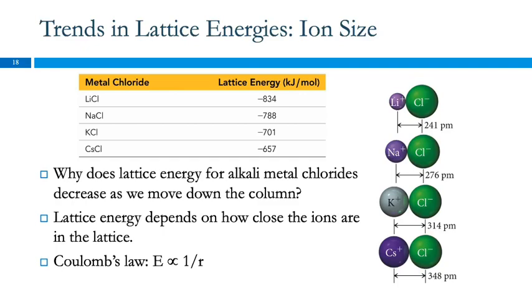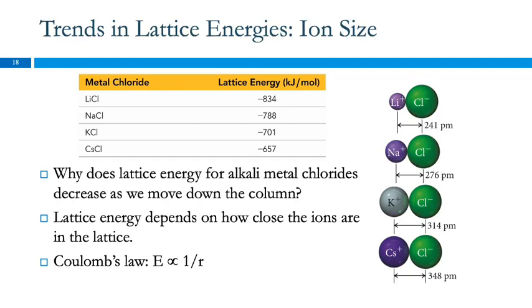What's up with that? Well, let's look at the atom size, or the ion sizes. So the chlorines are all the same size, but these cations are different sizes. As we go down the group, they get larger. And so here what we're showing is the distance between the nucleus of lithium and the nucleus of chlorine: 241 picometers, 276, 314, 348. So the distance between the two things is getting larger.